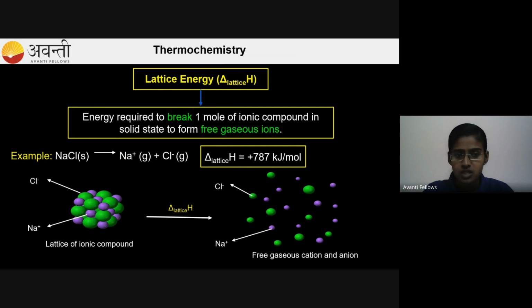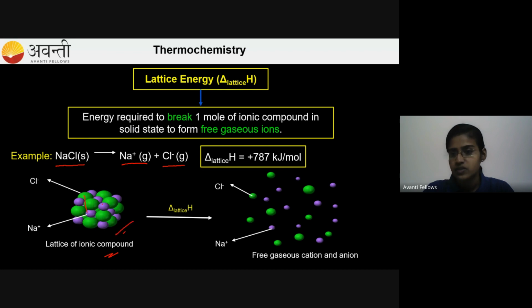Suppose we are taking sodium chloride, which is present in its solid state. We take 1 mole of this ionic compound, and this 1 mole of the substance breaks down into its constituent cation and anion, but in the gaseous state. We need energy to break this NaCl, to break the ionic interaction. That energy is called lattice energy.